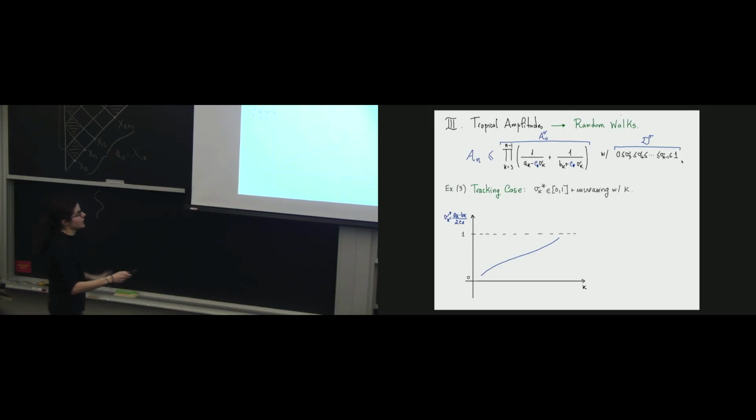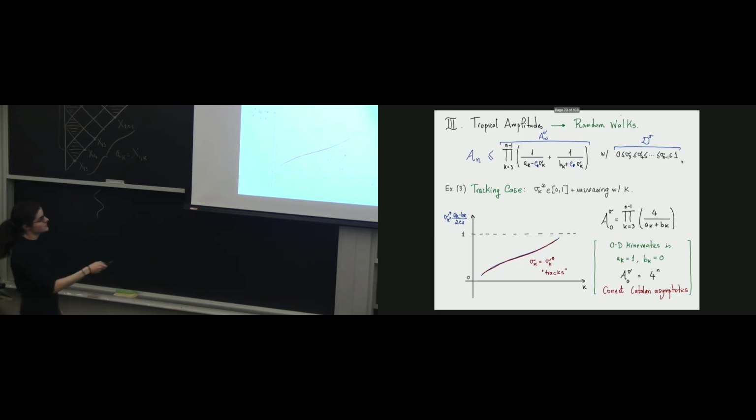Another case that we can study is what we call the tracking case, which is a situation where the kinematics curve lives within the region that we're allowed to access inside the domain. That means the best thing we can do is pick all the sigma_k's to equal sigma star_k. If we do that, we get this other simple product that I also showed earlier. In particular, this is the kinematic region that lets you access the zero-dimensional limit, where you're just counting diagrams, and that corresponds to putting all of the A_k's to 1 and the B_k's all to 0. From here, you precisely see the emergence of the 4 to the n, the Catalan asymptotics, just counting the number of diagrams.